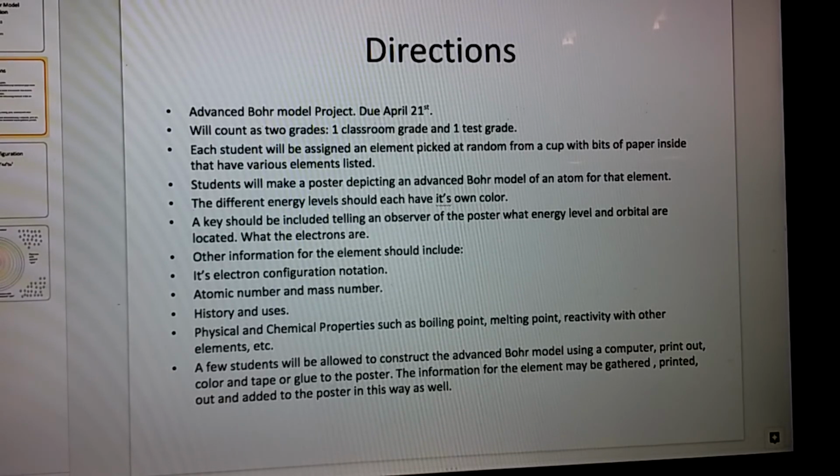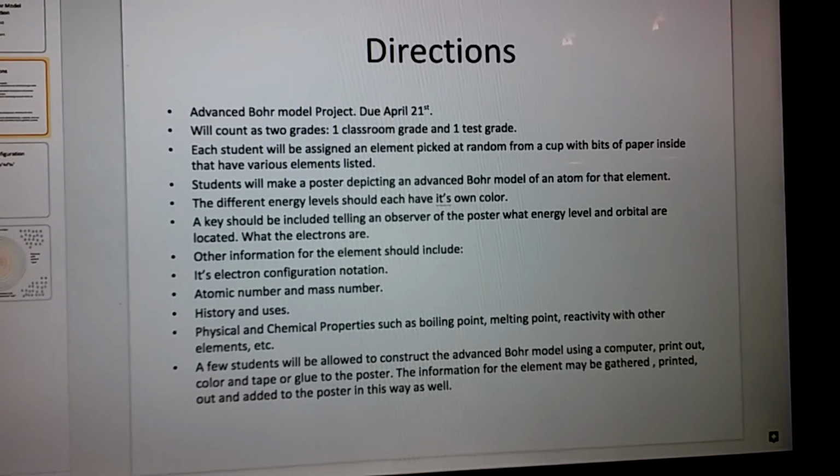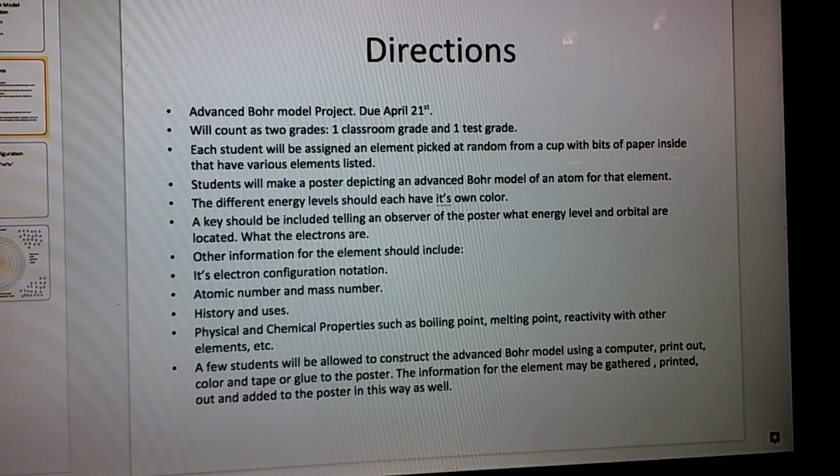Students will make a poster depicting an advanced Bohr model of an atom for that element. I had them give each level its own color so that it makes them more distinguishable. I had them, of course, include a key: what energy level and orbital are located, the key for their electrons, the directions of electrons, and other information of their element. Electron configuration notation, of course, atomic number, mass number, its history and uses, physical chemical properties such as boiling point, melting point, and reactivity with elements.